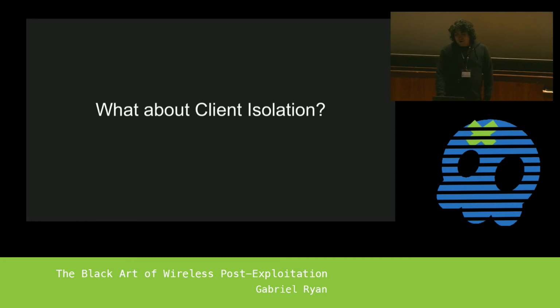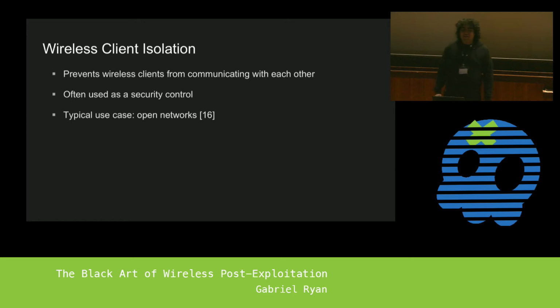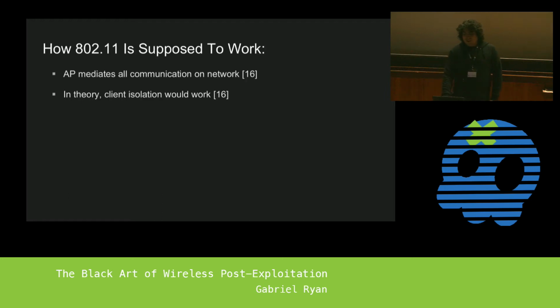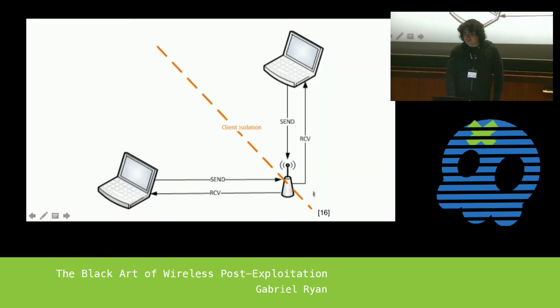We should also talk about client isolation. So wireless client isolation is essentially a security control, or it's used as a security control, should I say. The way 802.11 is supposed to work is that the access point is mediating all communication on this network. So in theory, if you have a bunch of laptops on a network and you don't want them to be able to communicate with each other, just reach the internet, you should be able to do that, because this access point should be capable of receiving that packet and simply dropping it.